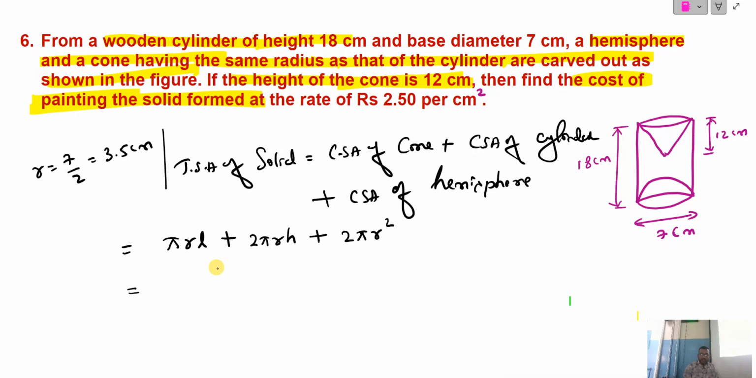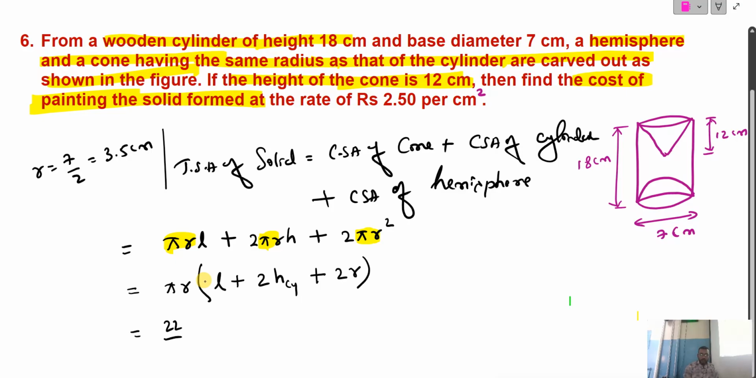So, we can take pi R as common from all this. If we take pi R as common, what is left here? L plus 2 H, of whom? H of the cylinder, plus 2 R. Now the value of pi is 22 by 7, and the radius, don't take 3.5, take the fraction 7 by 2, so that it will be easy for you to cancel the terms.